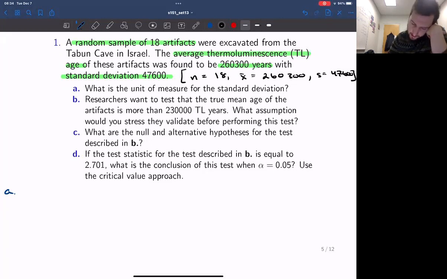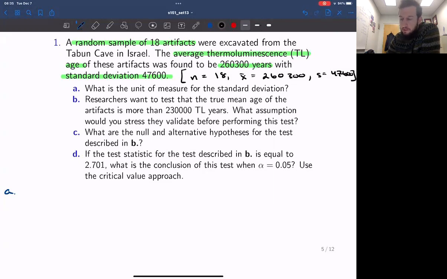Cool. Okay. All right. So part A, I like this question. It's not overly complicated, but it's a little tricky, I guess. What is the unit of measure for the standard deviation? All right. So does anyone have any idea what unit we attach to standard deviation? You can either answer in the context of the question or you can give a general answer if you think you know. Yeah, that's right.